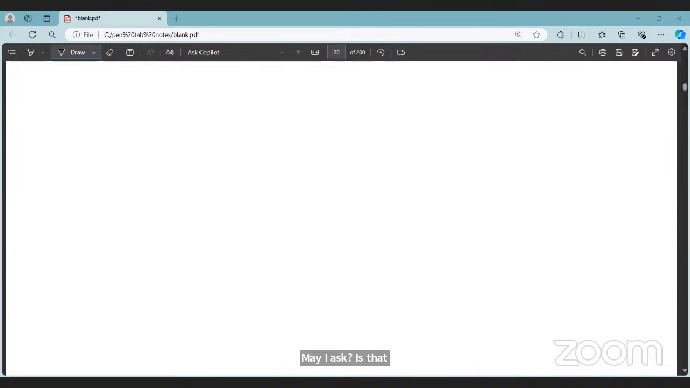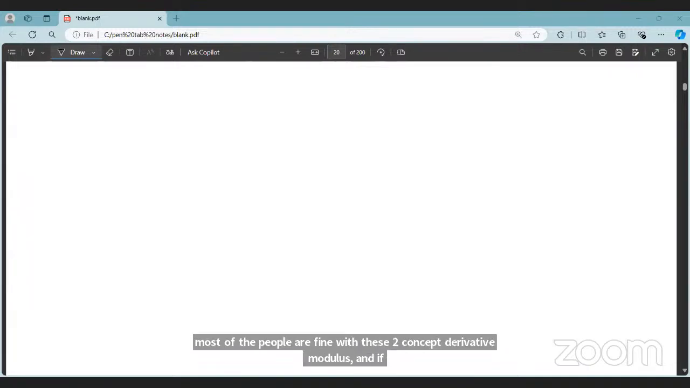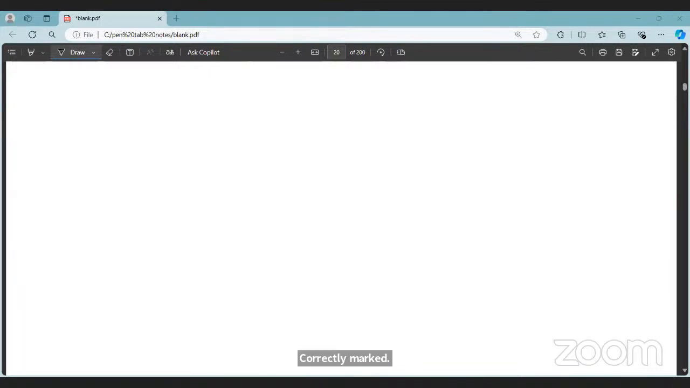Okay, so what I want to say is that if they ask any question which can be solved via left-hand derivative, right-hand derivative, and the modulus, then you guys are comfortable. I'm assuming that will be fine for you, right? Yes, ma'am. So most of the people are fine with these two concepts, left-hand derivative, right-hand derivative, and modulus. And if there is any piecewise function and they ask about differentiability, you guys are able to do it now, right? Yes, ma'am.